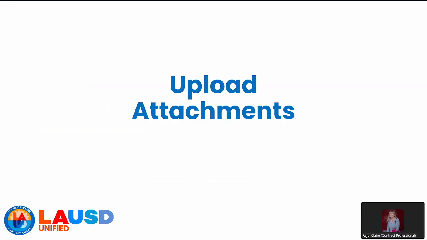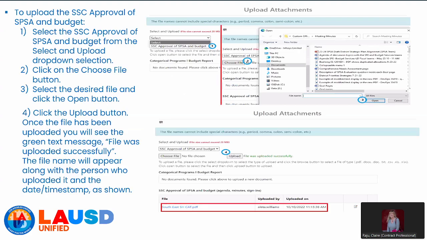And now I'll cover upload attachments. So to upload the SSC approval of your SPSA and the budget, first thing we'll do is select the SSC approval of SPSA and budget from your Select and Upload drop-down selections. You're going to click on the Choose File button shown in number 2 here. Then you're going to select the desired file and click the Open button, number 3. Number 4, click the Upload button. Once the file's been uploaded, you'll see the green text message, "File was uploaded successfully." The file name will appear along with the person who uploaded it and the date timestamp. And we also recommend that you go ahead and click on the file just to make sure that it will open.